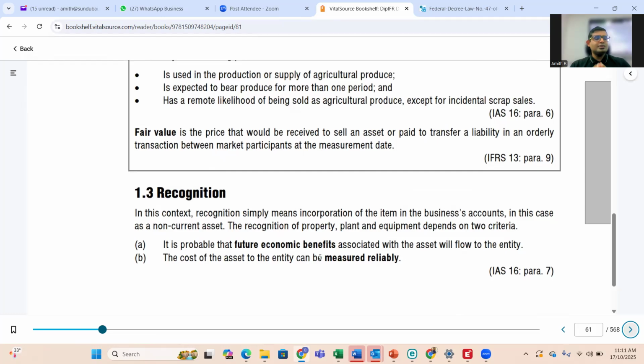So what you have to see first is that an asset should come into the definition of a PPE. While recording something, say I made a purchase. To record this, the first thing is that it should satisfy the definition of PPE. What is the definition of PPE? It should be a tangible asset that is used in production or supply of goods and services, for rental to others or for administrative purposes, and expected to be used for more than one period.